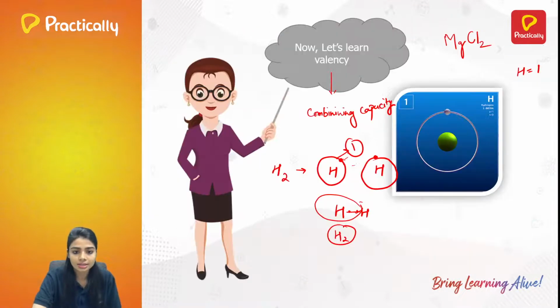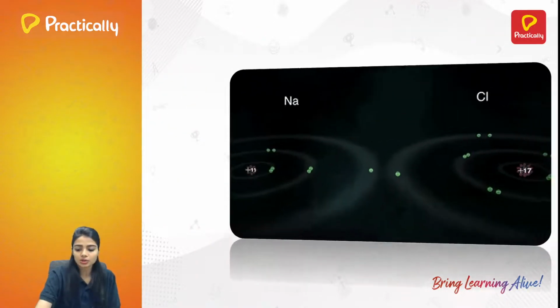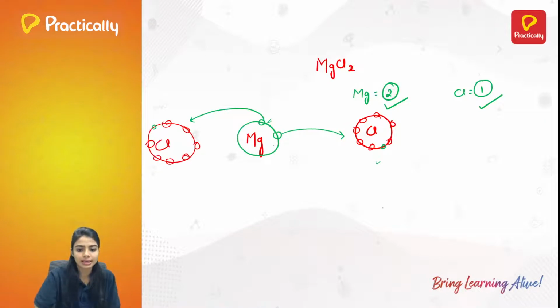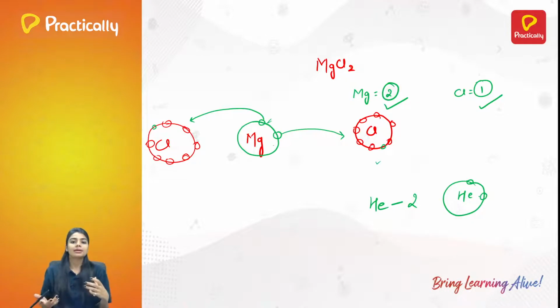Why 0? Let us see. If I talk about helium, helium has atomic number 2. So how many electrons will it have in the first shell? 2 electrons. And we know that in the first shell, the maximum number of electrons that can be accommodated is 2 only. So that's why helium has 2 electrons.